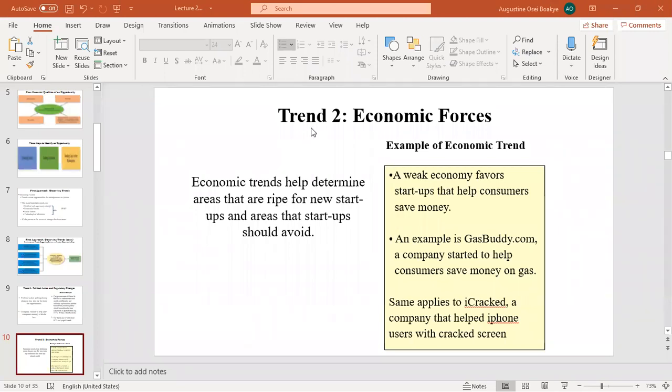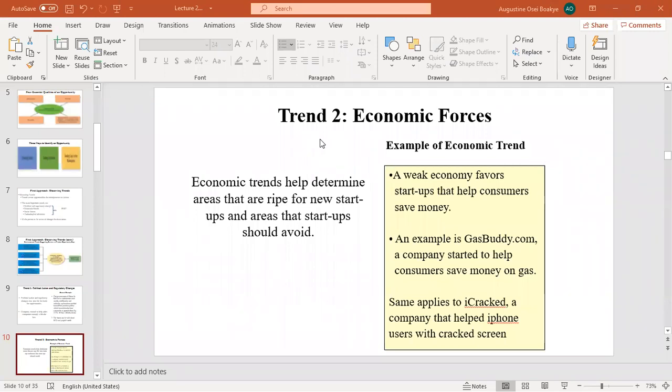Okay. Research also indicates that trends in the economy help to forecast and project which avenues in the economy are ripe for startups and which areas startups should avoid.